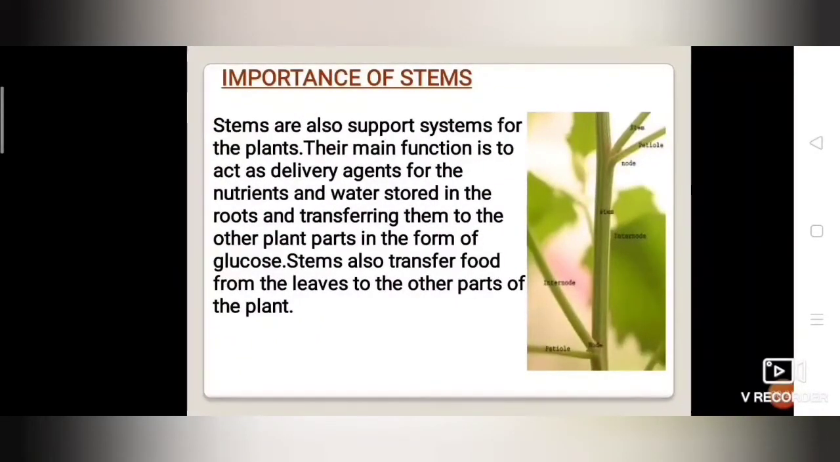Let me now explain to you students the importance of stems. Stems are also support systems for the plants. Their main function is to act as delivery agents for the nutrients and water stored in the roots, transferring them to the other plant parts in the form of glucose. Stems also transfer food from the leaves to the other parts of the plant.